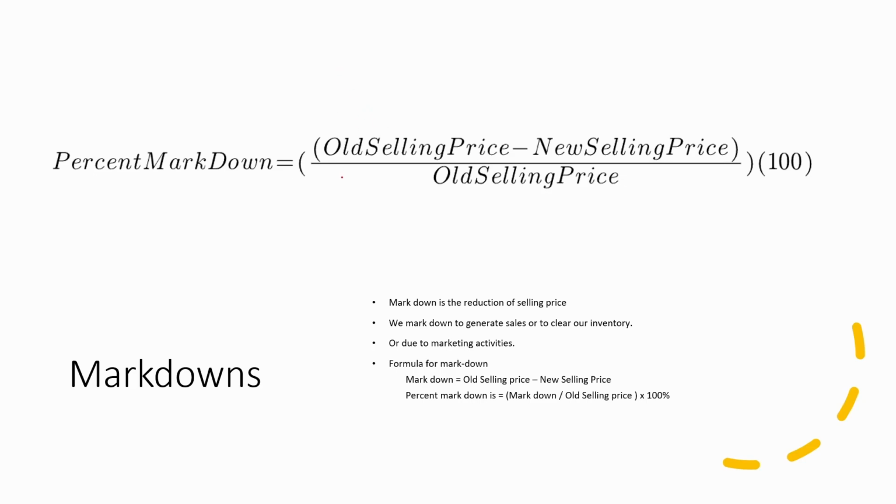Here on the top part of the screen, you're going to see the whole formula for percent markdown. If you want to simplify it, it's markdown over old selling price, multiplied by 100. And the formula for markdown is old minus new selling price.